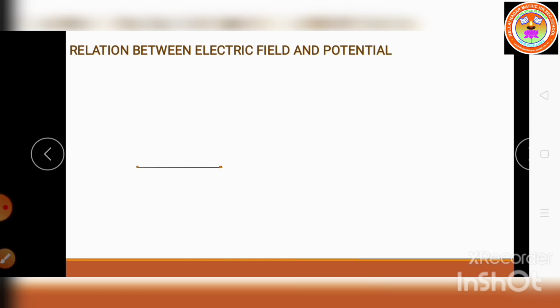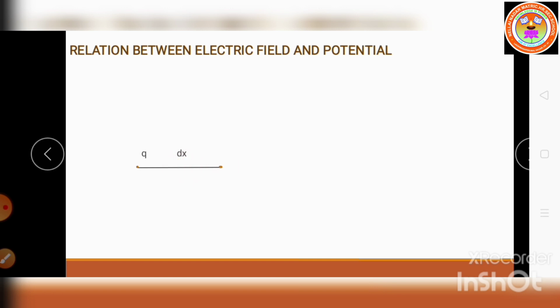The next topic we are going to see is the relation between electric field and potential. This is the next 2 mark question. Here, let us consider one positive charge Q. The charge Q is kept at the origin. Now, I am moving one unit positive charge by a distance dx.